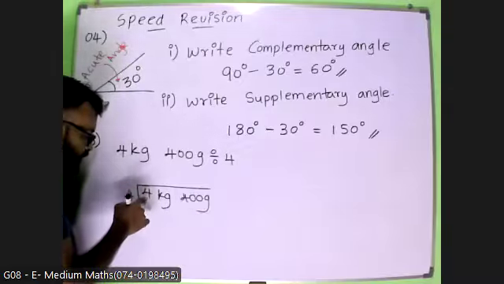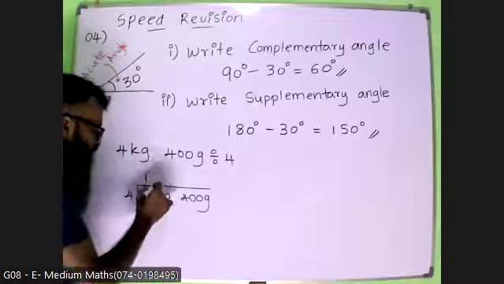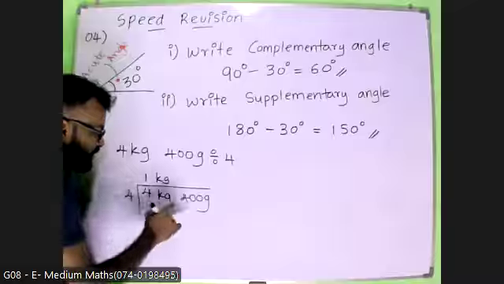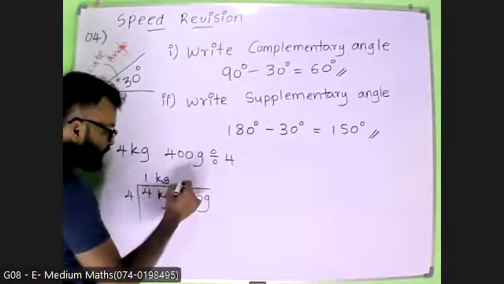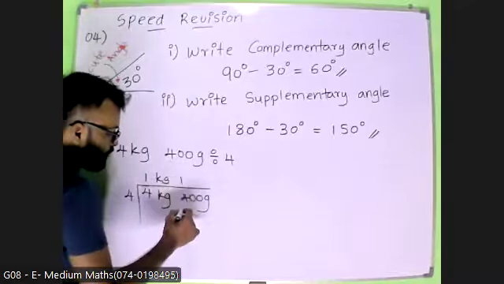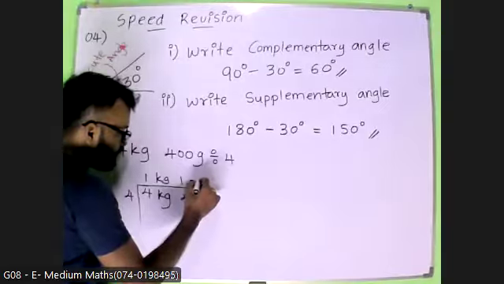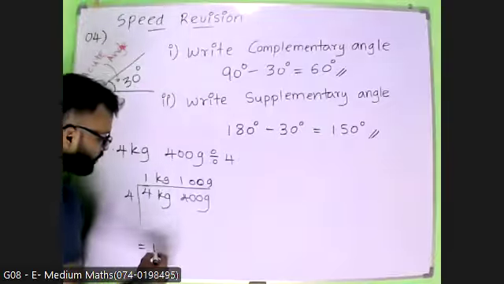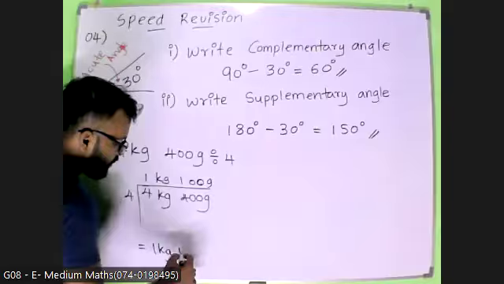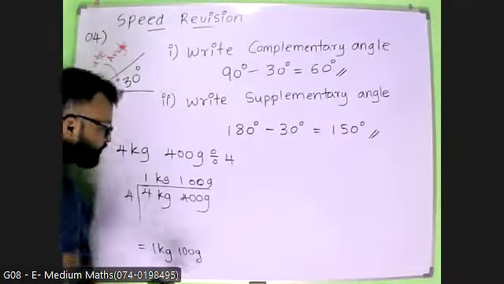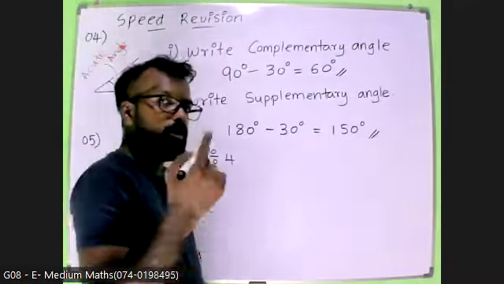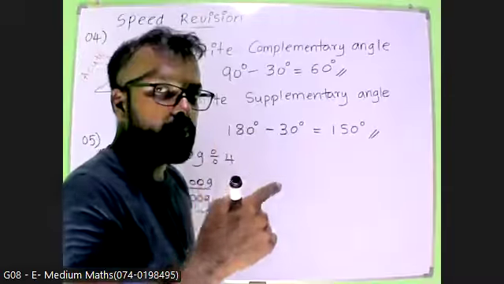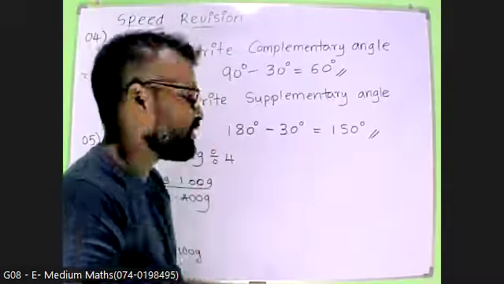So, how many 4s are there for 1? 1 kilogram, 400. How many 4s are there for 400? 100 grams. Yes. So your final answer will be 1 kilogram and 100 grams. There is another way, right? So I will keep refreshing your knowledge.